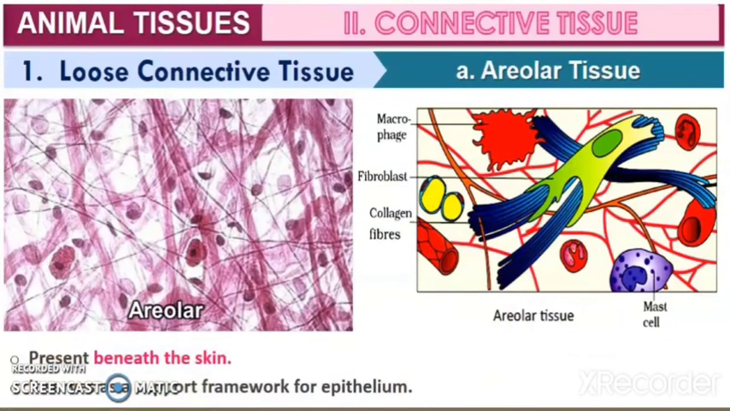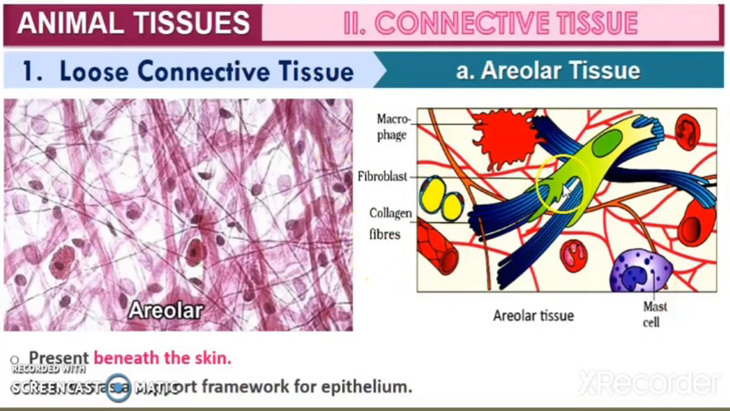This areolar tissue contains fibroblasts, which means the cells that produce and secrete fibers, and it also has macrophages and mast cells. Each of these cells has its own function. Fibroblasts help in the formation of the fibers. Other than these, we are able to find other cells also in the areolar tissue. These are the major cells which we find in the areolar loose connective tissue.